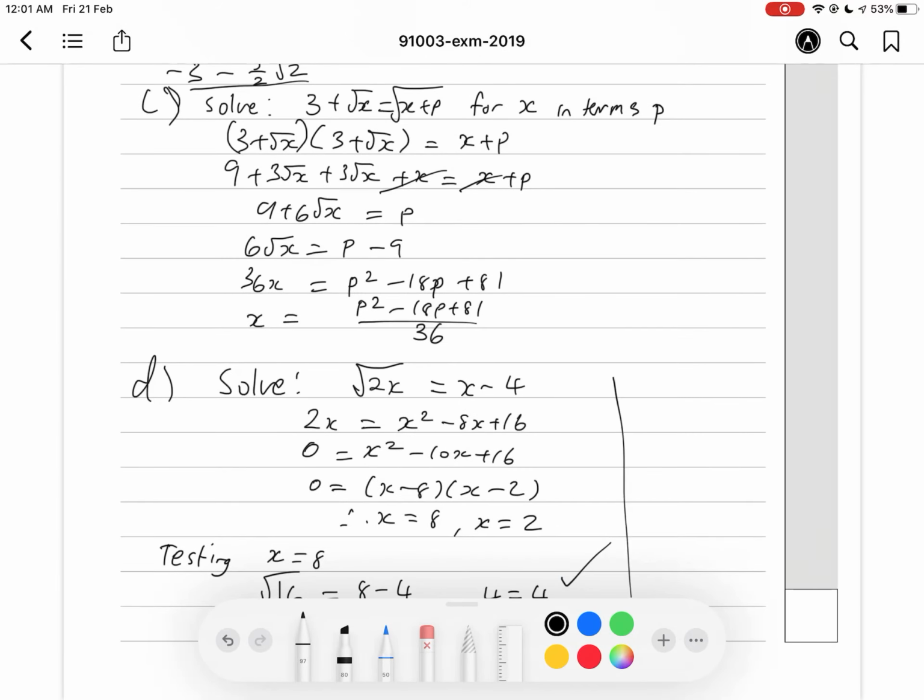However, if you test x equals 2, then you have square root of 4 equals 2 minus 4. So we have 2 equals negative 2, which is obviously not correct. So this is an incorrect solution. Therefore, x is only equal to 8. And you have to eliminate a solution to get the full mark for this question.